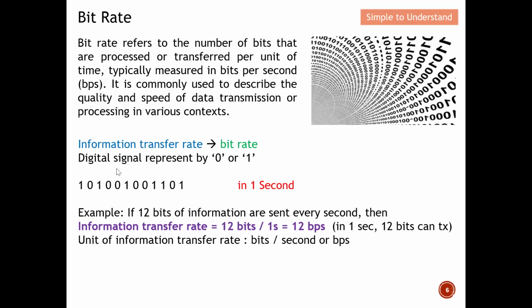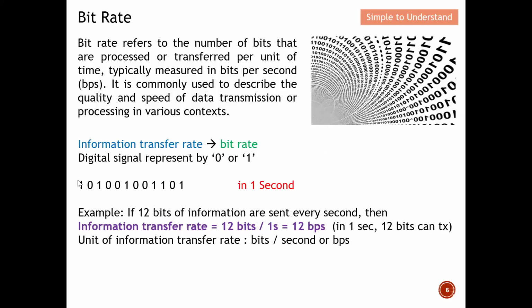Since this is a digital signal, or digital data, all these bits are represented by either 0 or 1. For example, we say that we can send this amount of data in 1 second. Let's do a very simple example. Nowadays, these numbers of bits can be in the millions, but I cannot afford to explain in terms of millions of bits. Let me just give a very simple illustration to let you understand what is bit rate. So for example, I can send this amount of data in 1 second.